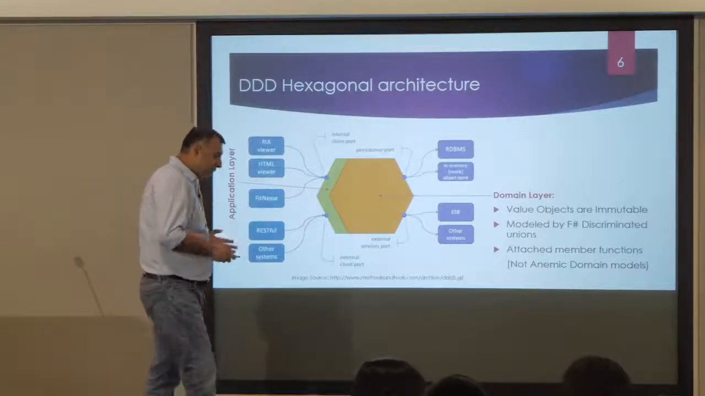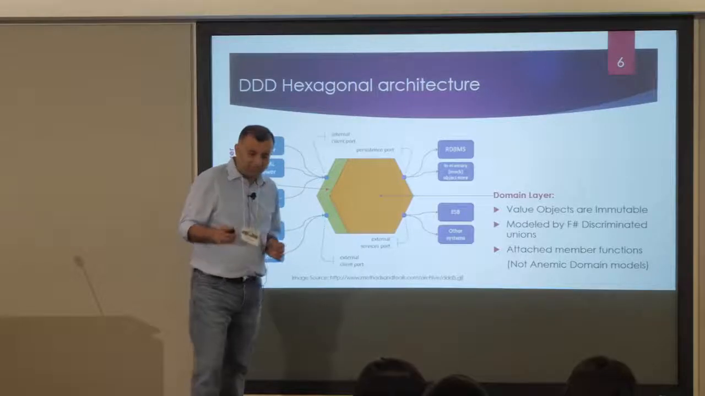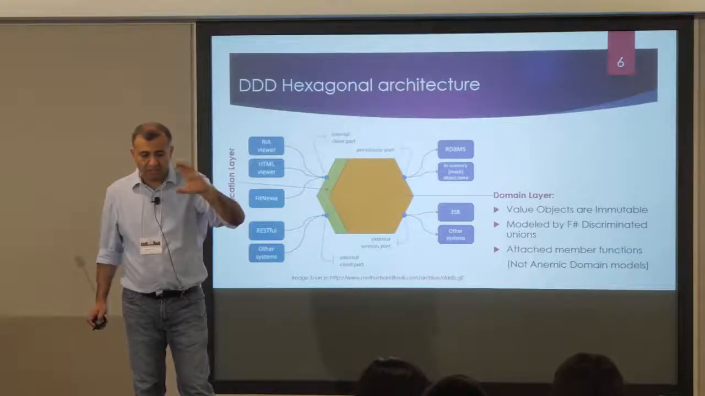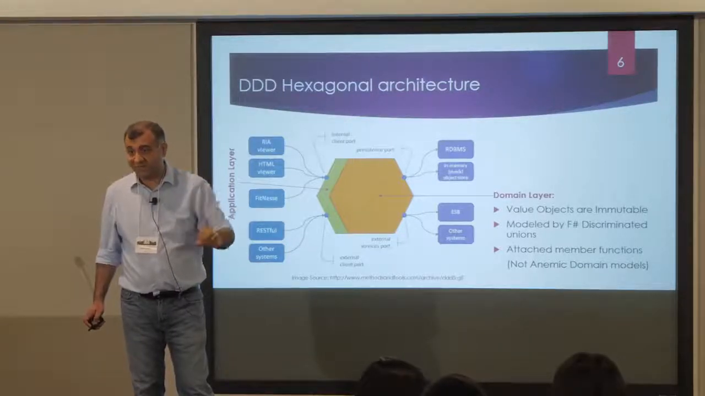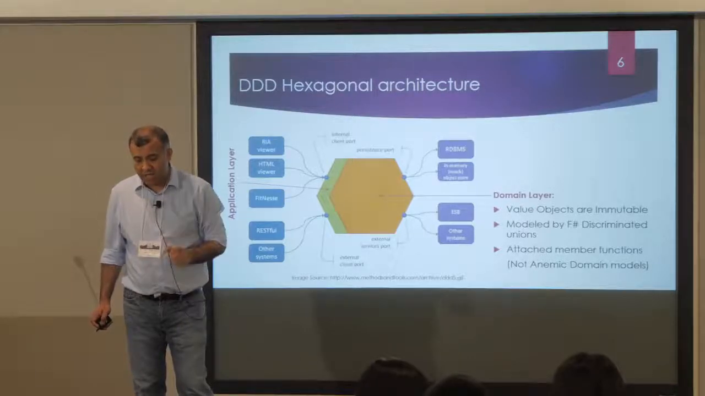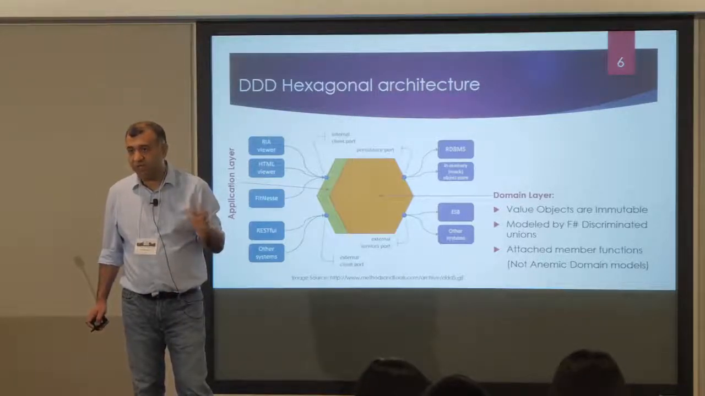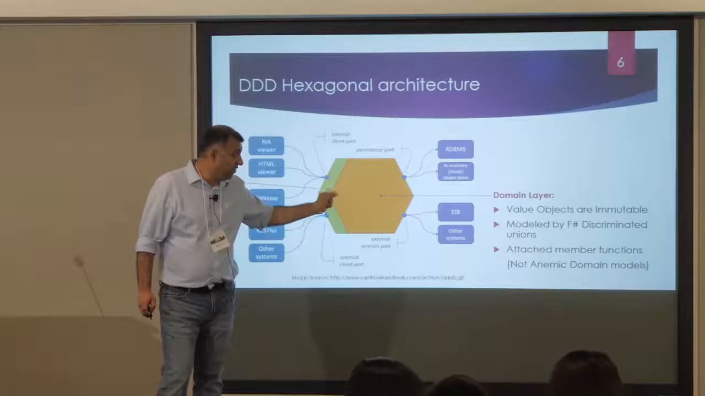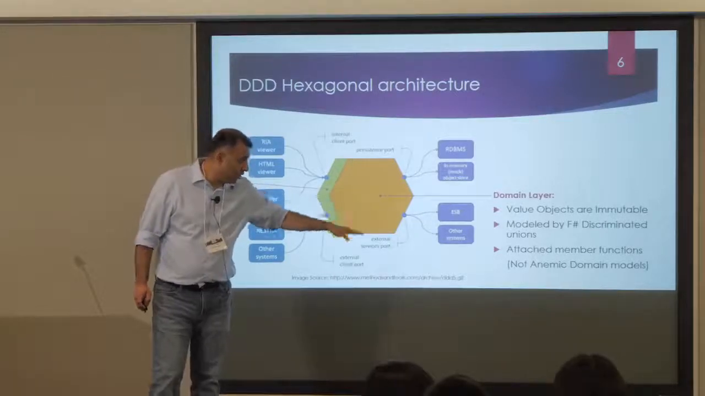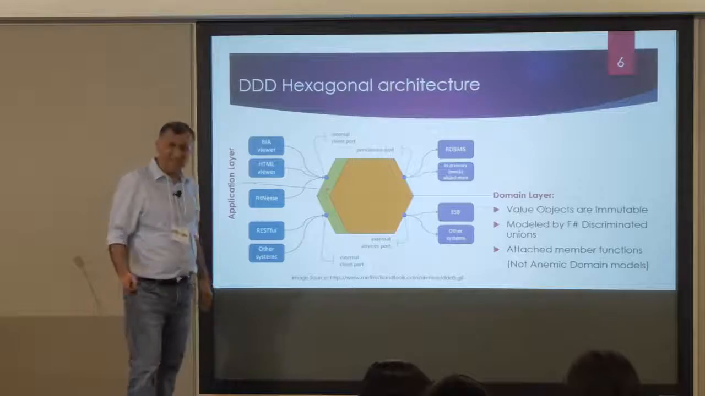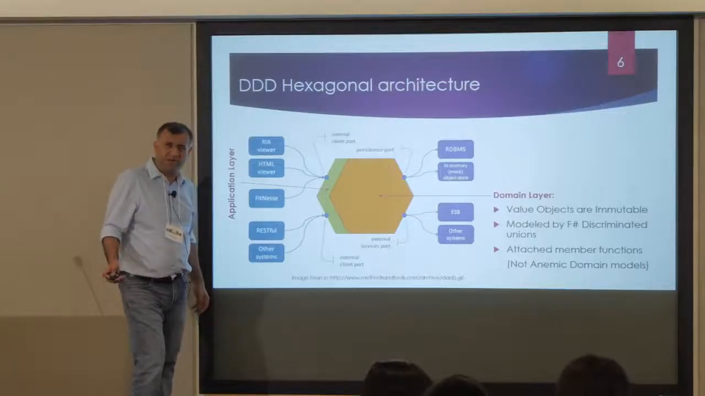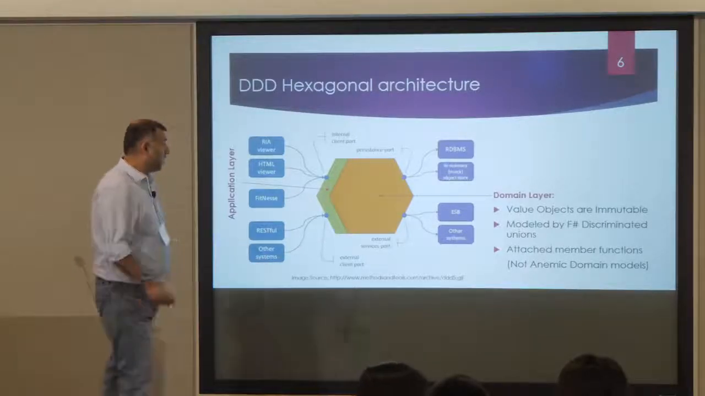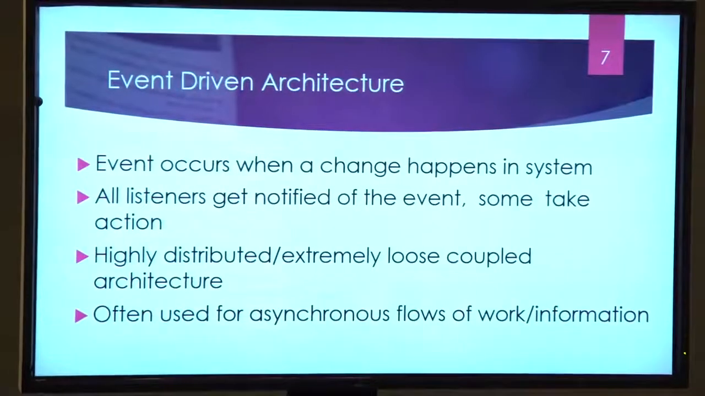And there's a pattern in DDD called the anemic domain model that generally should be avoided. What an anemic domain model means is that your value object should not just be a bunch of getters and setters, but should actually have some functionality. As it turns out, in F#, you can attach member functions to these immutable objects, right? So you can even prevent anemic domain models from happening by attaching member functions. I don't think that's available in OCaml or Haskell to my knowledge, but I'm not an expert in OCaml or Haskell either. Okay, moving on, event-driven architecture.